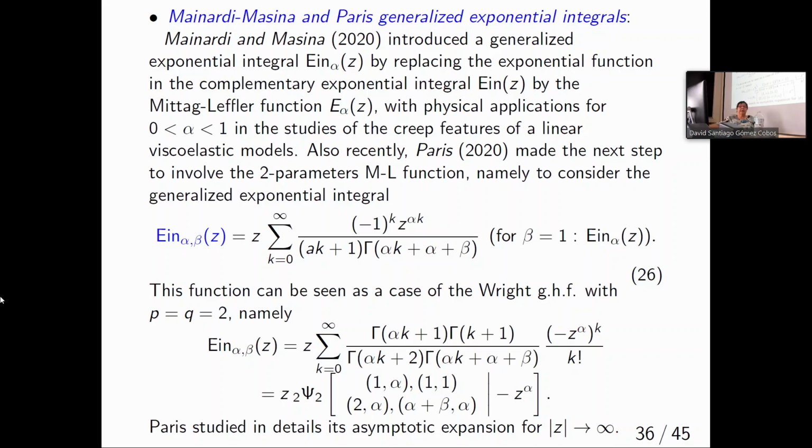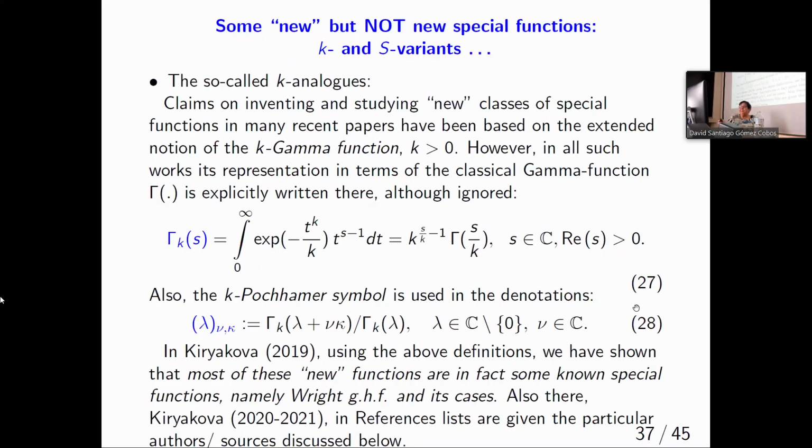They made some numerical plots for this function, some applications, and Paris extended this to the case with arbitrary alpha and beta. You see here the definition. Two gammas in the numerator, two gammas in the denominator, and it is practically the Wright function psi with p and q equal to 2. Paris studied asymptotic expansions. Mainardi and Messina provided some numerical plots, and so on.